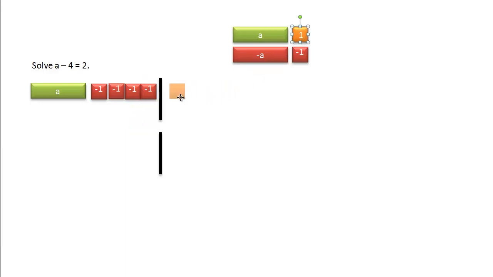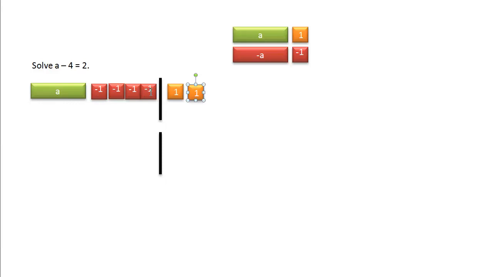So we copy 2 1 tiles over. And we've modeled this equation now using tiles as opposed to strictly the variables and numbers. So the next step is to say I want to isolate my variable. I want to get the a tile all by itself.